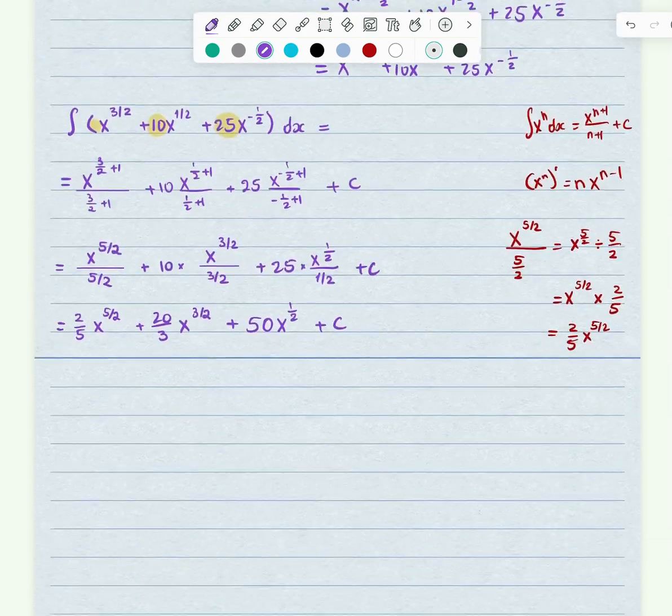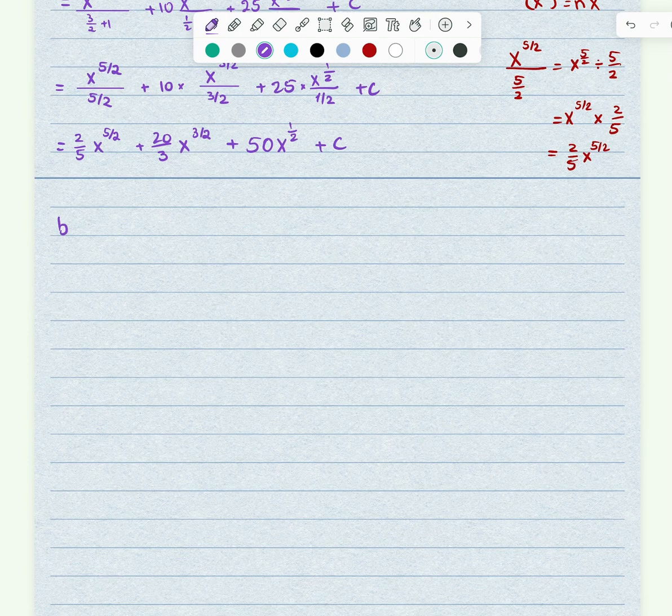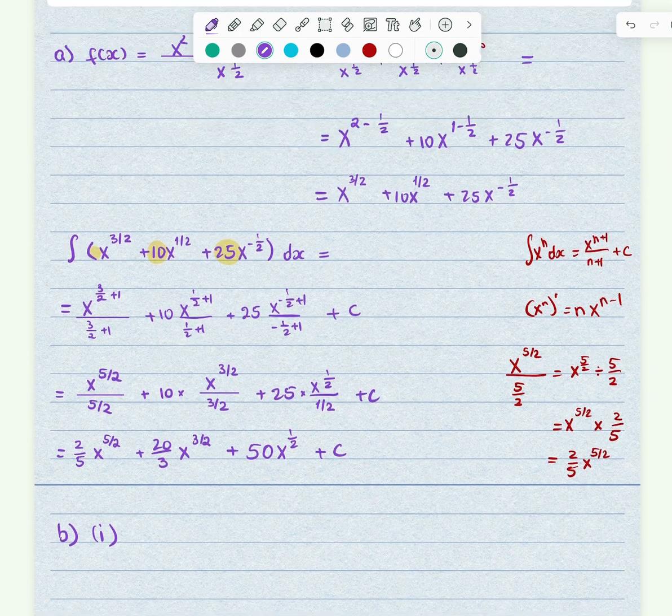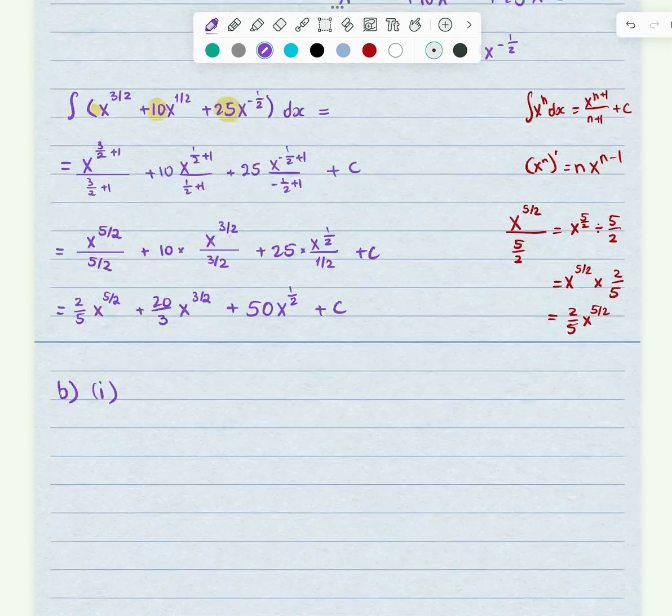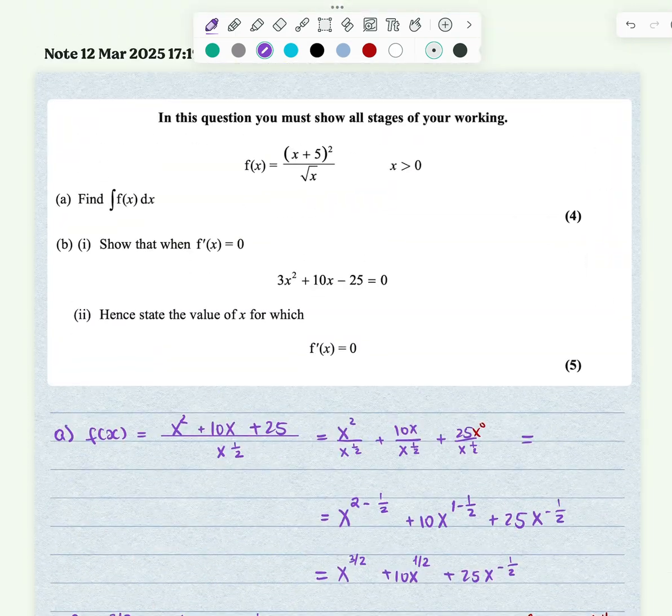Now we're on part B. Part B has 2 parts. Part 1 says we need to find the derivative of f of x, and show that it can be written as 3x squared plus 10x minus 25, which equals 0.